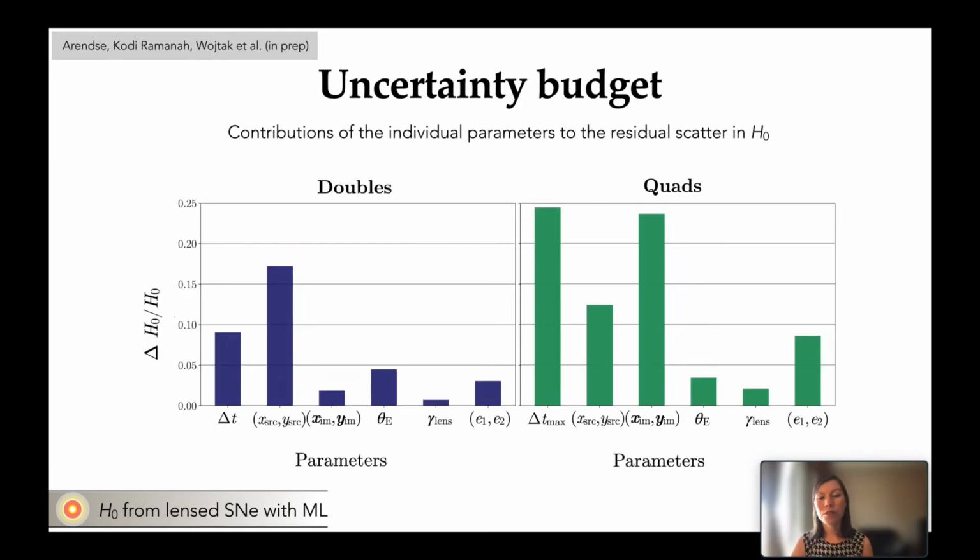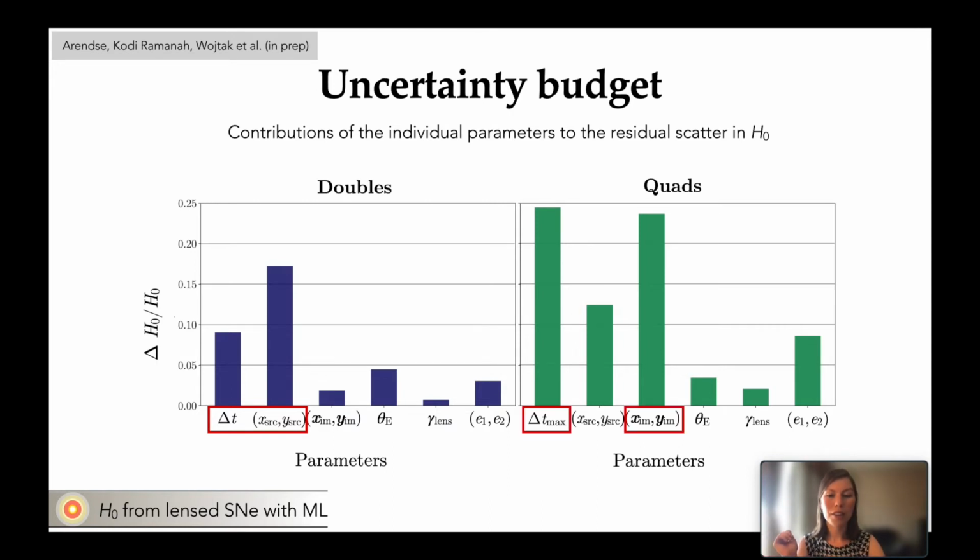But one interesting thing to look at here as well is the uncertainty budget. So how much does each of the parameters contribute to the final uncertainty in H0? And here you can see that for each parameter for doubles and quads. And you see that for doubles, the main uncertainty is caused by the time delay and the position of the source. So when you only have 2 images, it's a bit more difficult to constrain the lens model and the configuration of the source behind the lens galaxy.